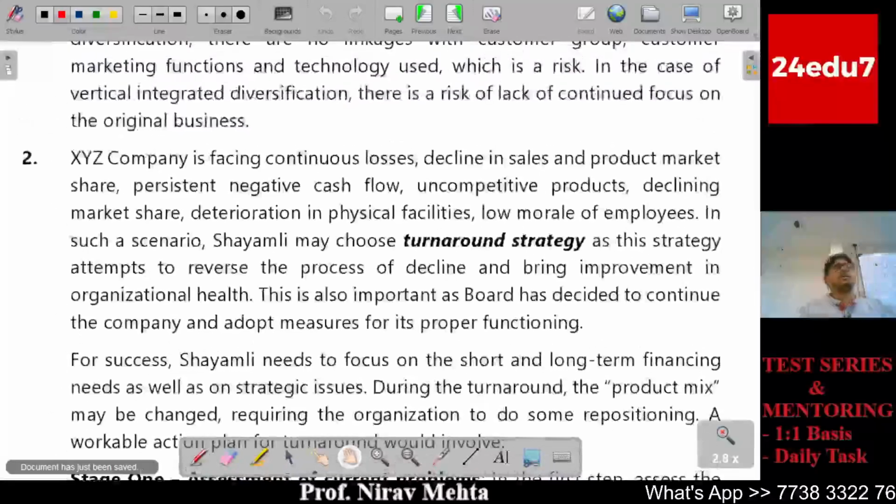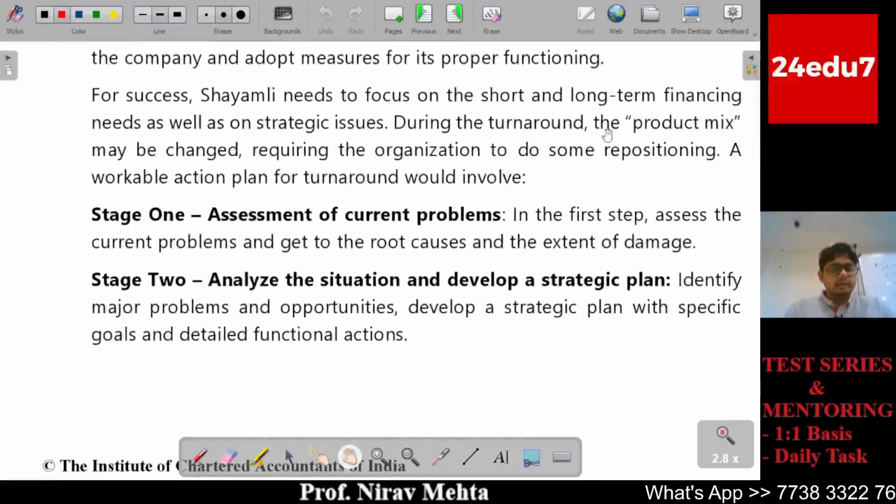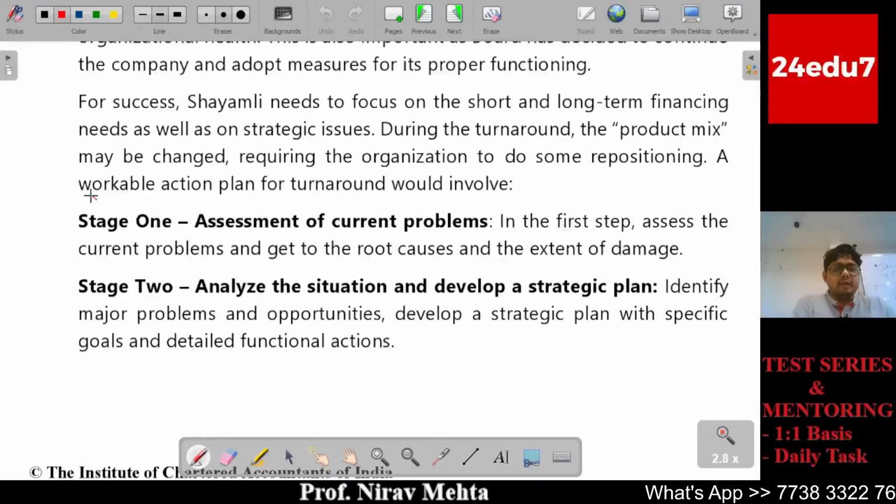How to write a case study, everything I will tell later. We are just doing this answer. We will not do the case. Directly just underline a workable action plan for turnaround. We are not doing the case study, case study later. Stage 1, assessment of current problems. What do we first need to do?